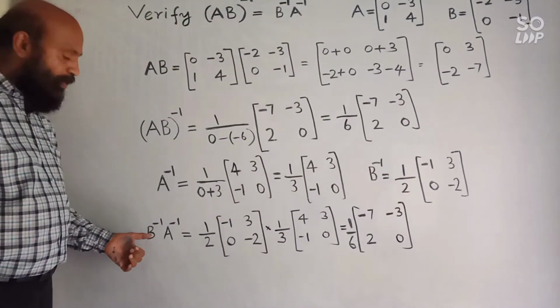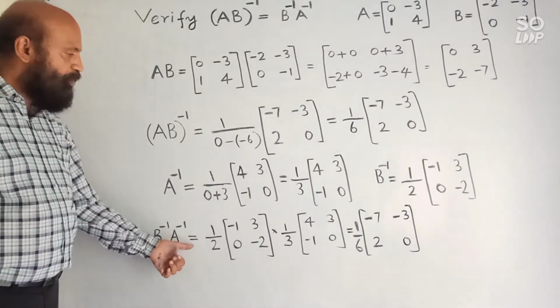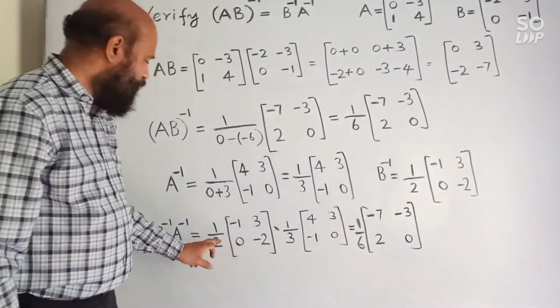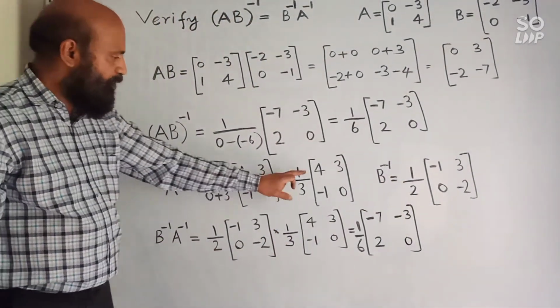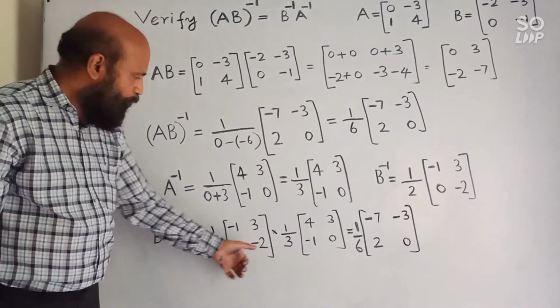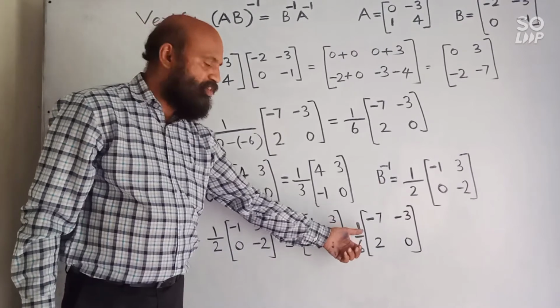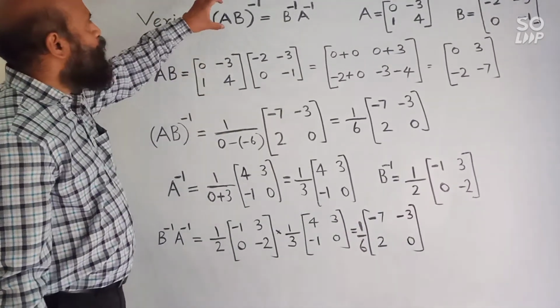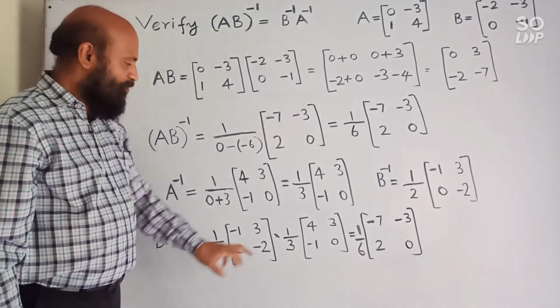Then we have to find out the product B inverse into A inverse. So you multiply these two matrices. This is B inverse, 1 by this B inverse. Then this is the A inverse, 2 into 3, 6. Then you multiply these two matrices, you will get this. So now we have proved AB inverse is B inverse into A inverse.